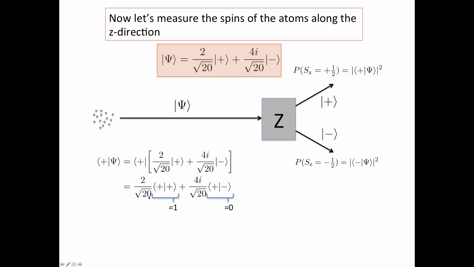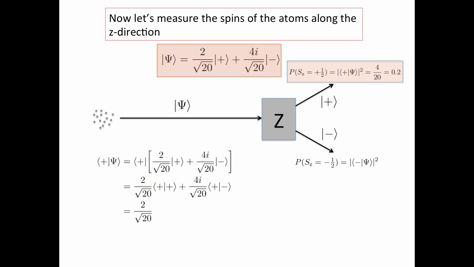So we have 2 over the root of 20 times the inner product of plus with itself, which is equal to 1, remember, since these states are normalized, plus 4i over root 20 times the inner product of plus with minus, which is equal to 0 because these states are orthogonal. So that just gives us 2 divided by square root of 20.